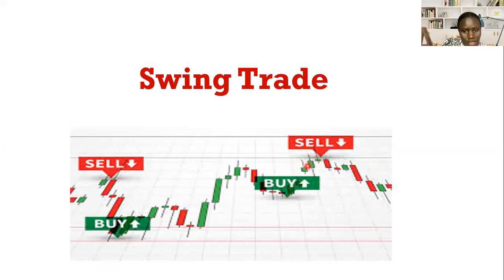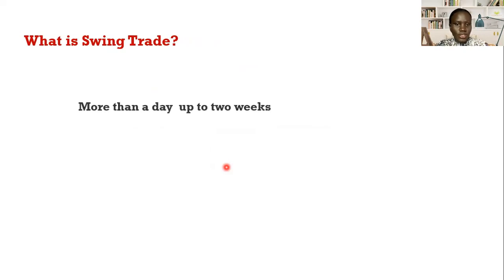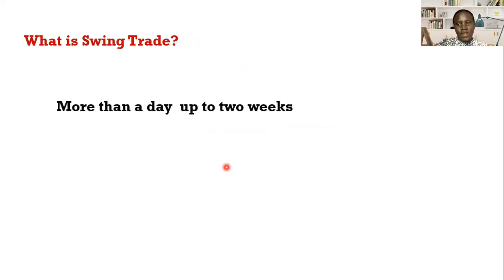This one leg is what they call a swing, because this diagram is making a swing. You only grab one swing, and that swing can take you more than 1 day, up to 2 weeks. So you can either go short or go long, depending on the strategy that you see. Swing trade is when you buy stocks and hold them for more than a day and up to 2 weeks. It depends on the individual.